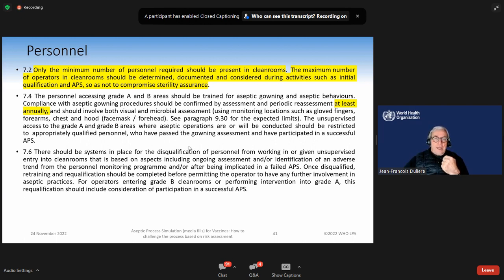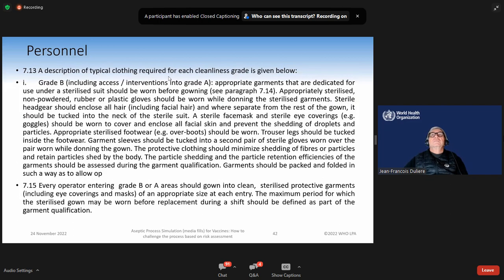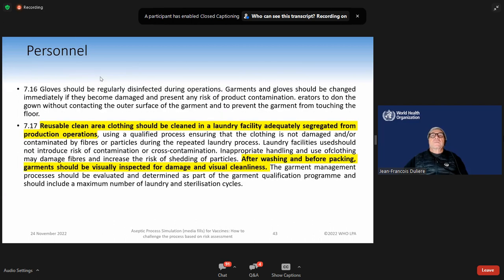Once they are disqualified, they will need to be trained again, and they have to pass through a new aseptic process simulation before being allowed to go again into the production area. This is really critical. So here I will not cover this. You know this. This is the description of the gowning for grade A and B areas.